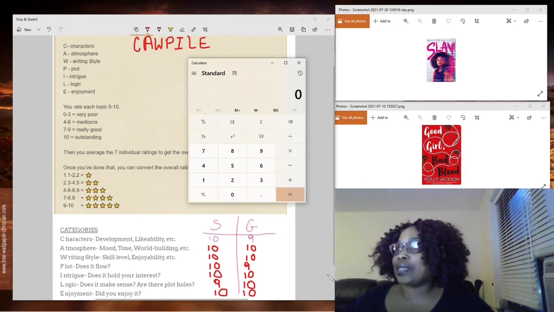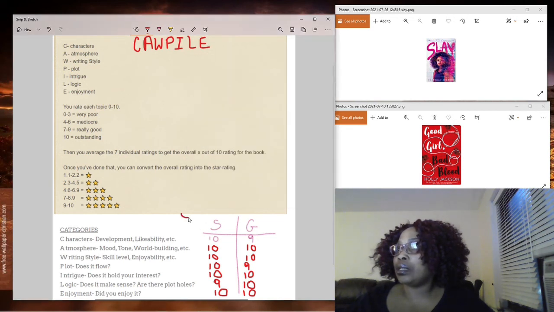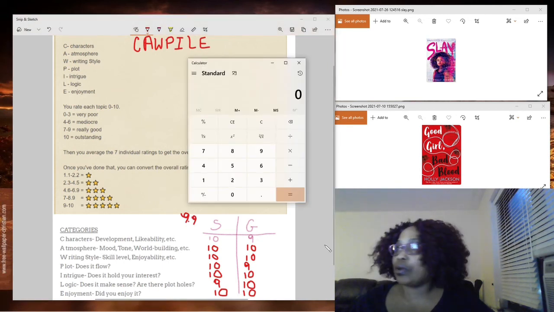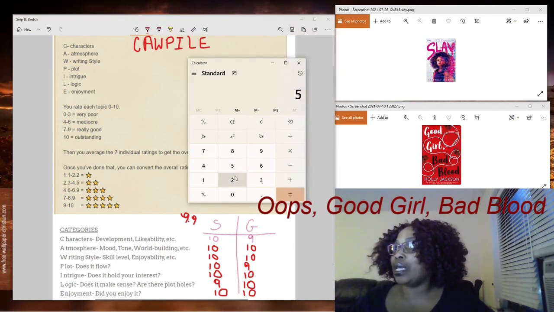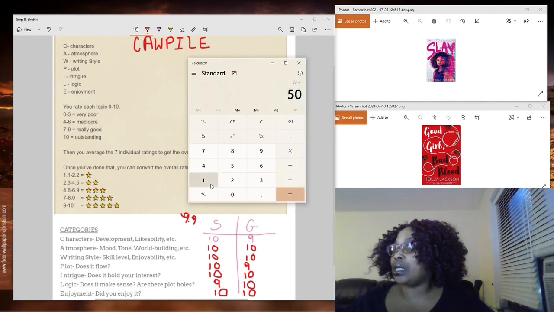All right, so let's figure this out. For Slay, we have 69 divided by 7. That gives us 9.85, so we can round it up to 9.9. Let's put 9.9 right here. Now we have Good Girl's Guide to Murder with 50 plus 18, or 68. I mean, did I really need a calculator for that? All right, so we have 68 divided by 7.